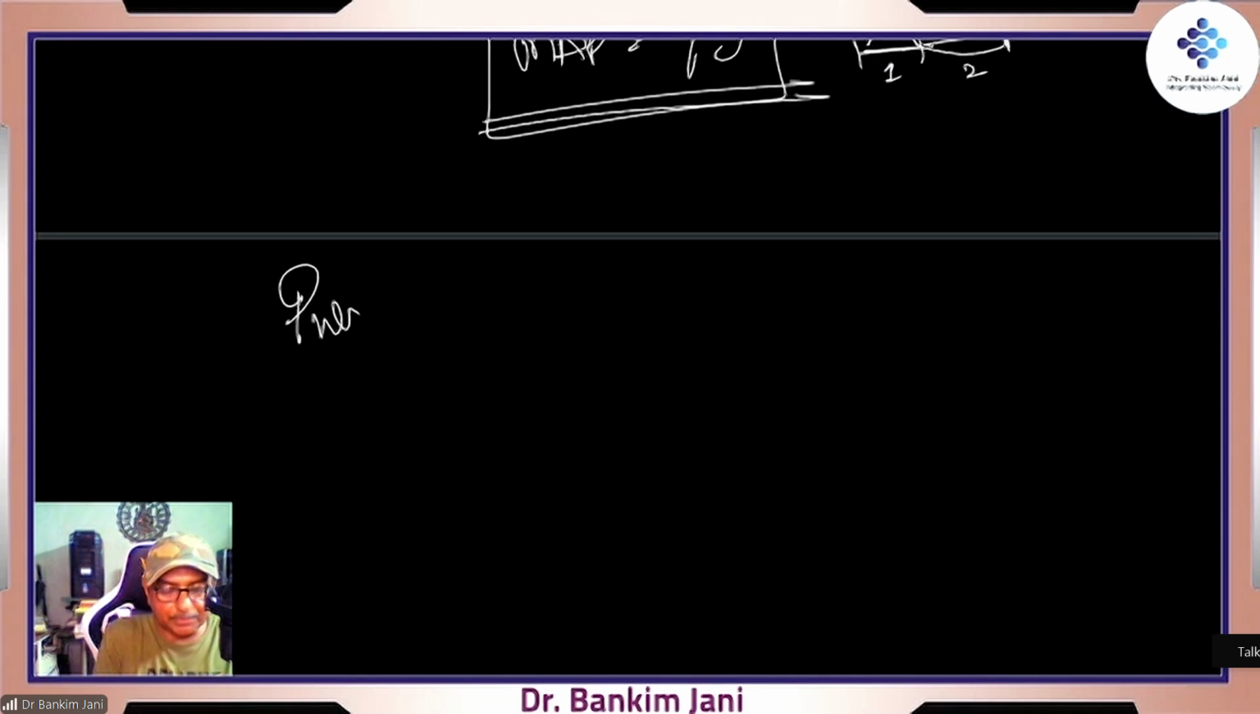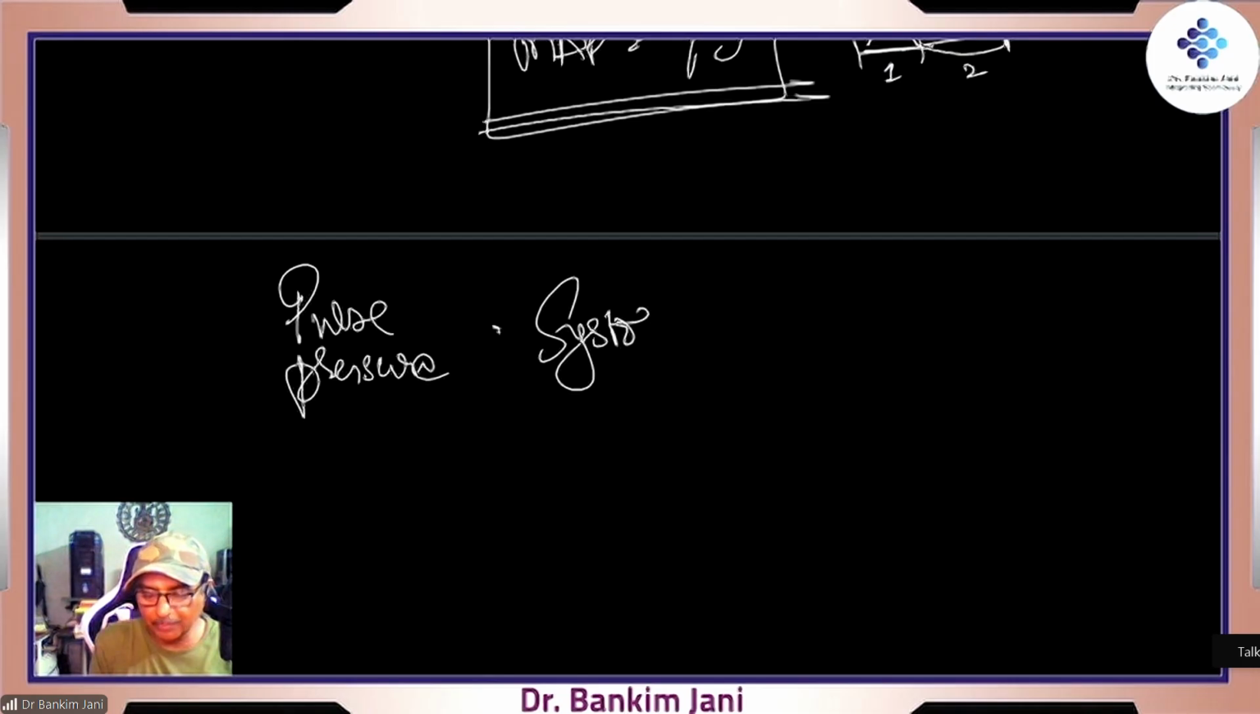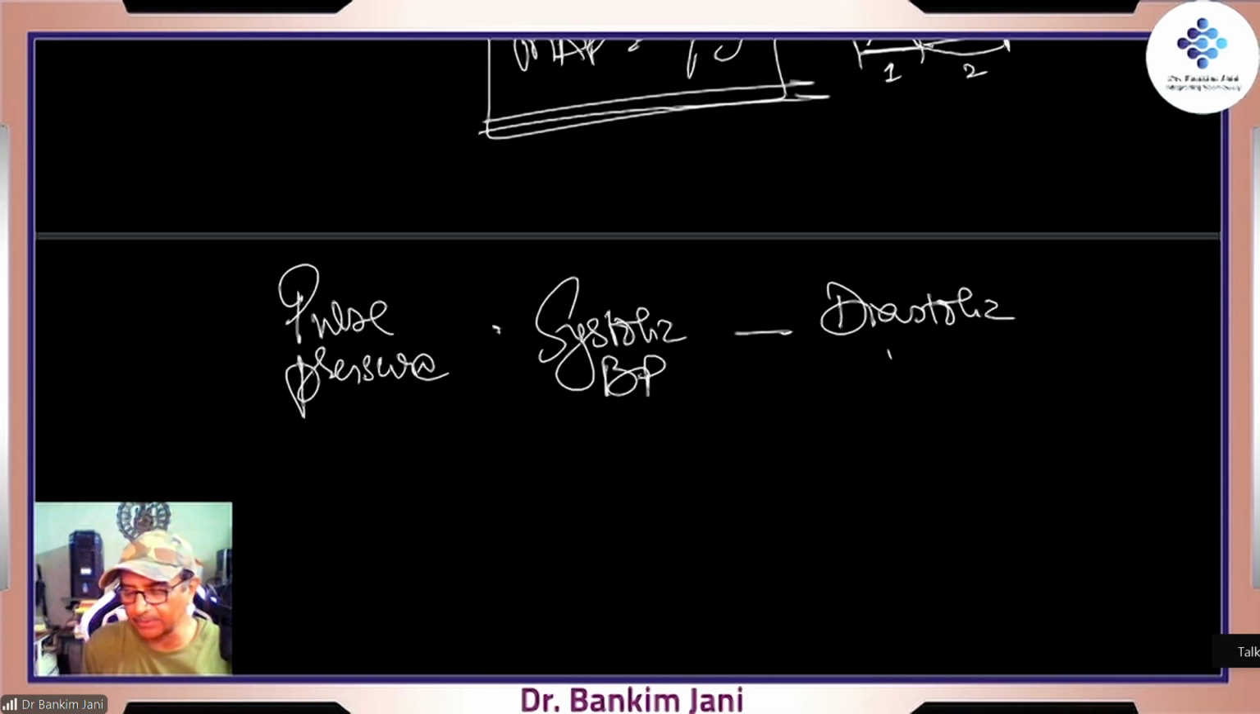And the pulse pressure, very easy. Pulse pressure is systolic blood pressure minus diastolic blood pressure. So that is what is called the pulse pressure. Now, this is important for two conditions. One, decreased pulse pressure.